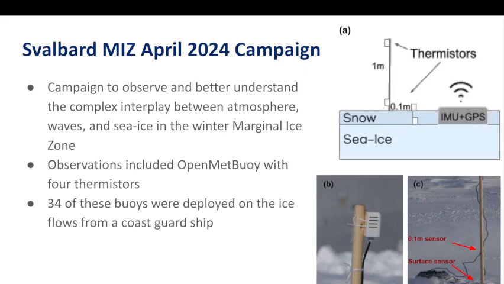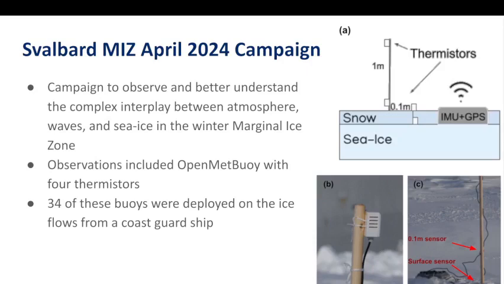We have some campaigns where we are testing new instruments for estimating the skin temperature. The Svalbard Marginal Ice Zone campaign is a campaign to observe and better understand the complex interplay between atmosphere, waves and sea ice in the winter marginal ice zone north of Svalbard.